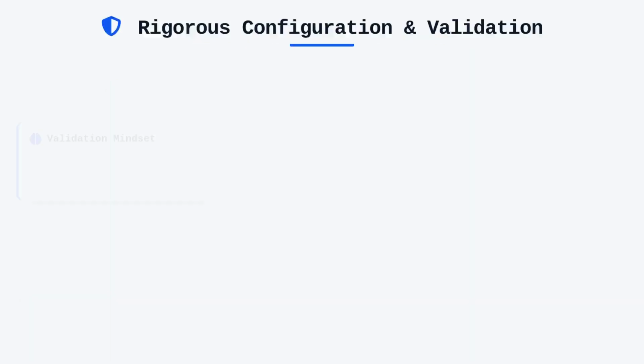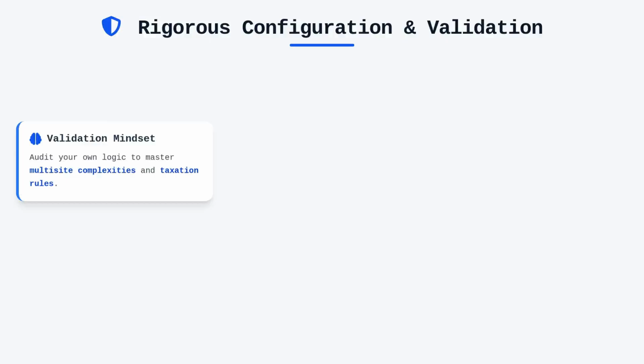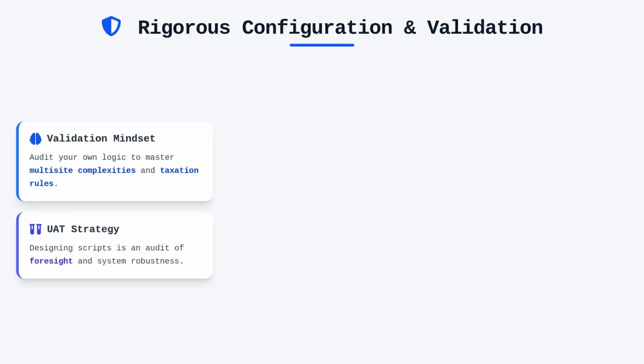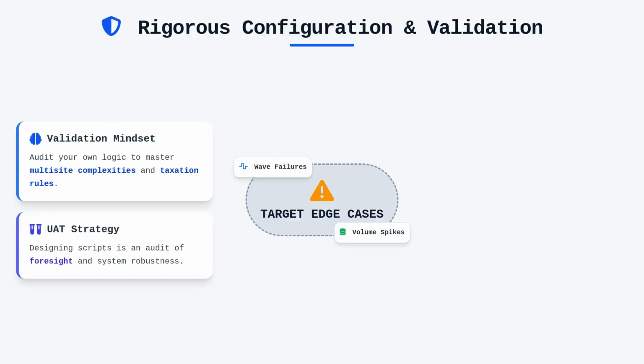Configuration mandates a rigorous validation mindset, particularly when handling the complexities of multi-site environments and complex taxation rules. When you design user acceptance testing scripts, you are effectively performing an audit of your own logic and foresight. You must target the edge cases. What happens when a wave process fails? How does the system recover from an interrupted inventory journal? And are your data entity migration templates robust enough to handle volume spikes?